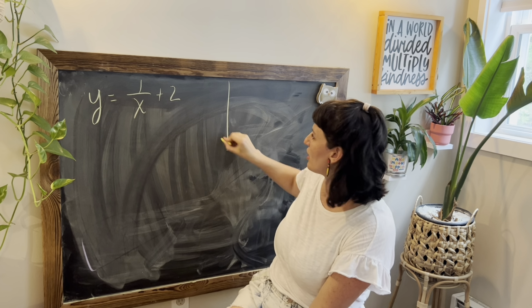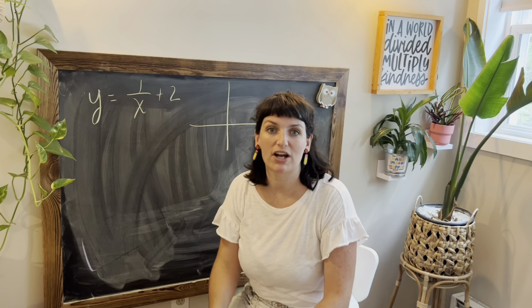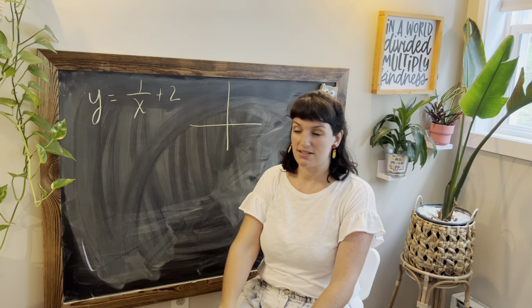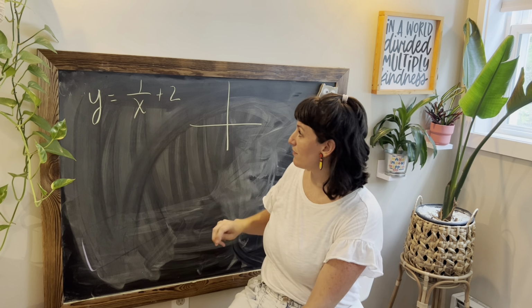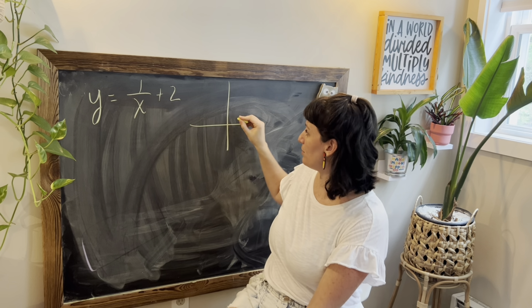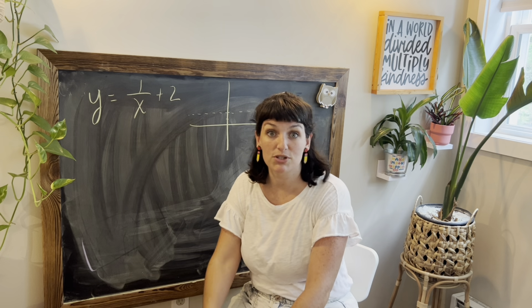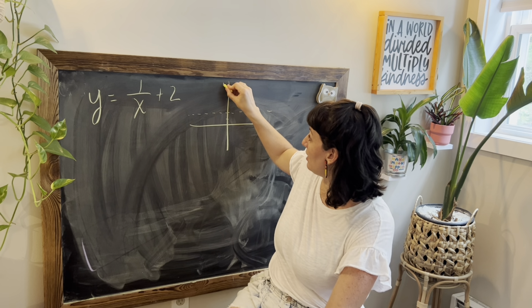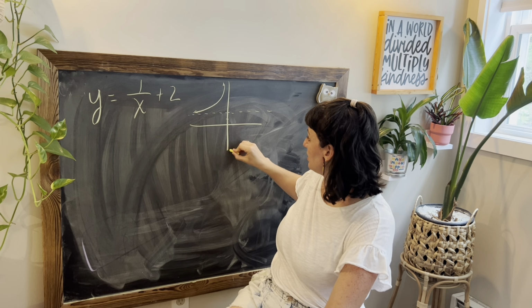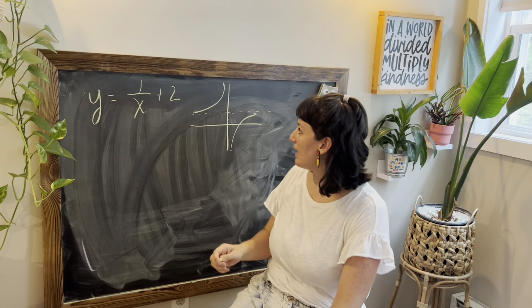All right, let's start out. y equals 1 over x plus 2. Okay, friends, this is a rational function. It's a basic rational function, up 2. Here's my up 2. There's my horizontal asymptote. And here is my lovely function looking something like that.